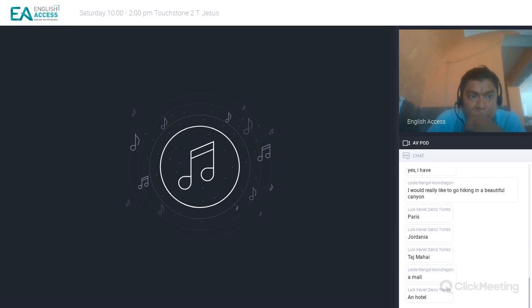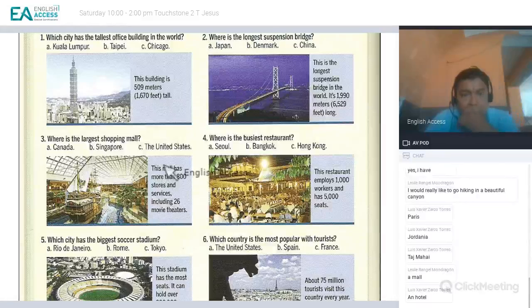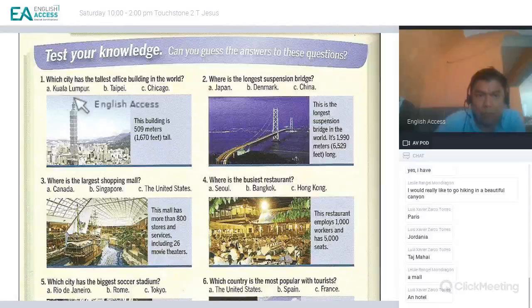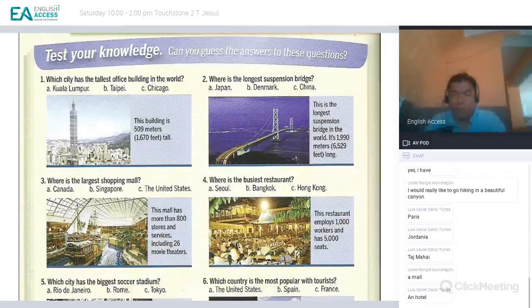Page 22, Unit 3, Wonders of the World. Lesson A, Human Wonders. 1. Getting started. A. Listen to the quiz. Can you guess the correct answers? Circle A, B, or C. Compare with a partner. Check your answers on the last page of your book. Test your knowledge. Can you guess the answers to these questions? 1. Which city has the tallest office building in the world? A. Kuala Lumpur, B. Taipei, C. Chicago. 2. Where is the longest suspension bridge? A. Japan, B. Denmark, C. China.